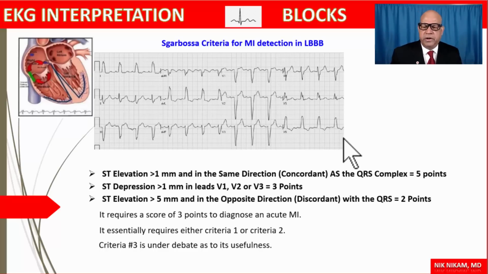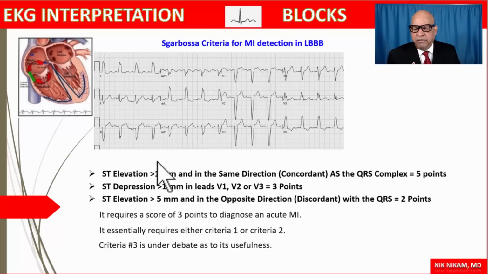What are those additional findings? In the previous slide, I talked to you about the discordant STT changes in the lateral leads and ST elevation in the anterior leads, which were all normal findings in a patient with left bundle branch block. However, if there is a deviation from these normal accompaniments of left bundle branch block, then that may be a signal that you could be dealing with myocardial ischemia or infarction, based on the clinical presentation and cardiac markers.